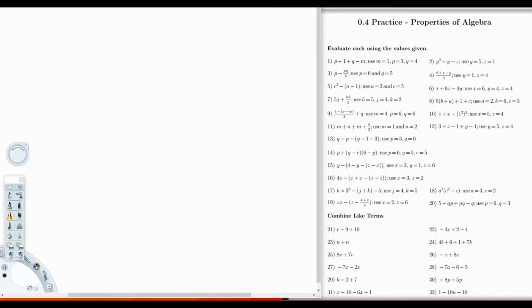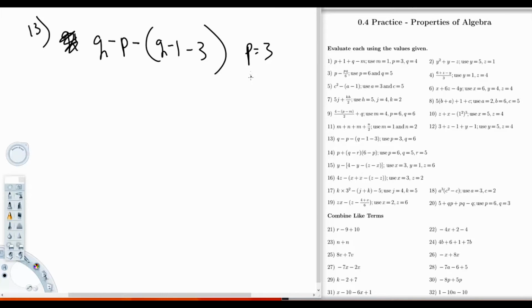All right. Number 13 now. 13. Q minus P minus Q minus 1 minus 3, close brackets, P equals 3, Q equals 6. All right, let's take a look at this. So first we're going to replace the Q's with 6. So 6 here, the 6 here. And we replace the P's with 3 here. Let's rewrite it now. 6 minus 3 minus 6 minus 1 minus 3.